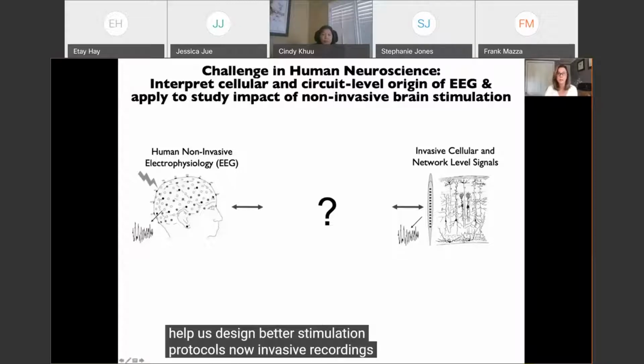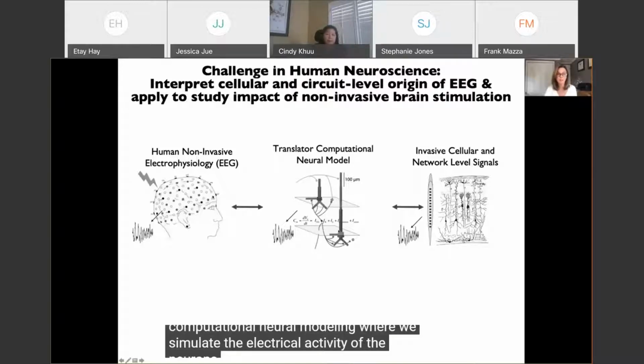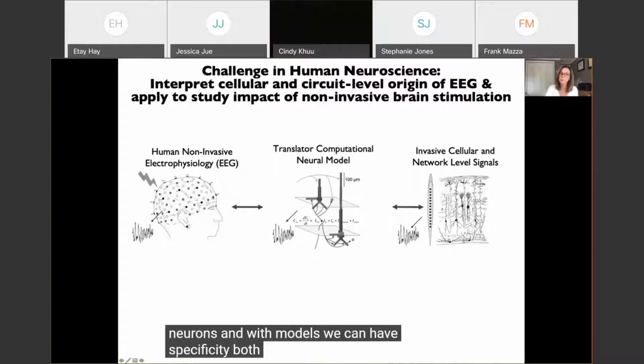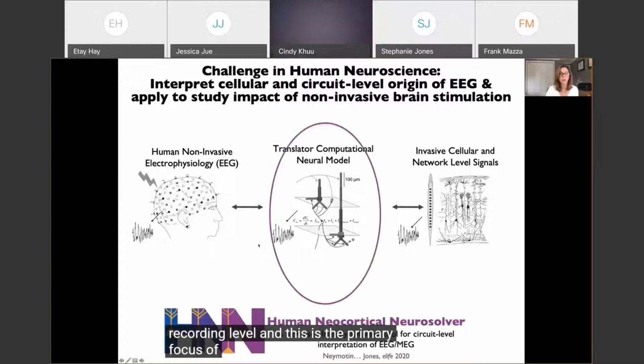Now, invasive recordings are ideal for dissecting circuit level activity. There are obvious challenges in doing that. So how do we translate from something we measure outside of the head to what's going on in the microcircuit inside of the head? Well, that's the perfect job for computational neuromodeling, where we simulate the electrical activity of the neurons. With models, we can have specificity both at the microcircuit generation level and at the macro scale recording level. And this is the primary focus of my research program.